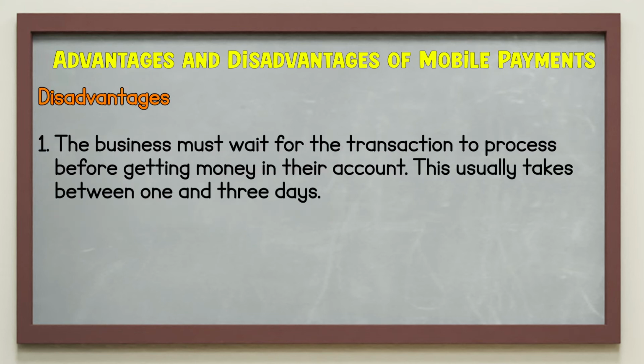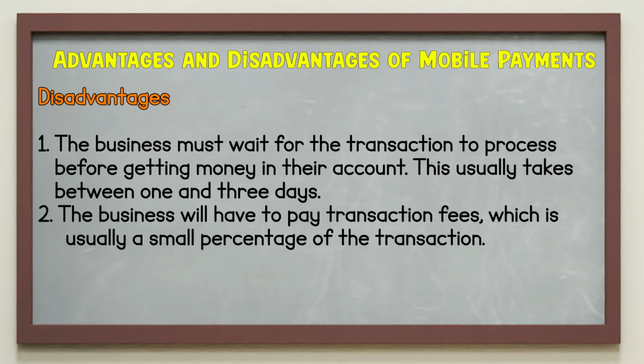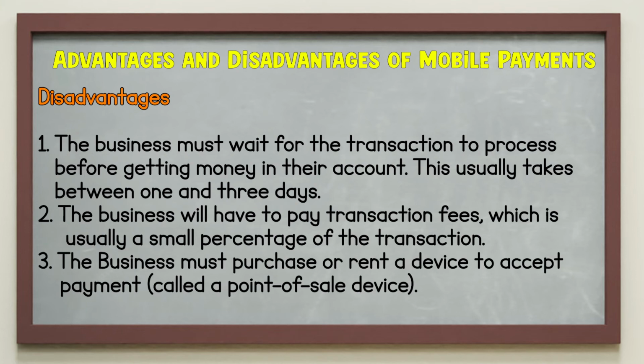Disadvantages. The business must wait for the transaction to process before getting money in their account. This usually takes between 1 to 3 business days. In Guyana, it is 3 business days. The business will have to pay transaction fees, which is usually a small percentage of the transaction. The business must purchase or rent a device to accept payment, called a point-of-sale device. This weighs in on expenses incurred.